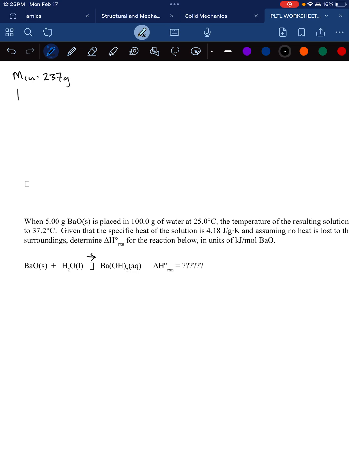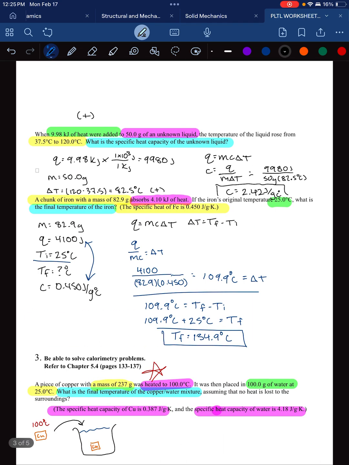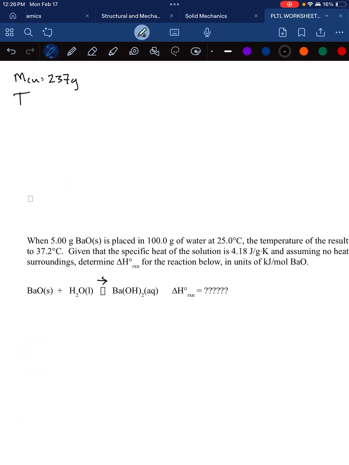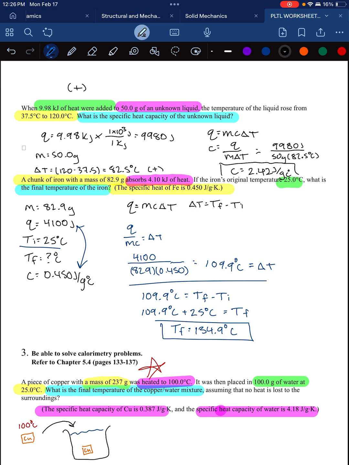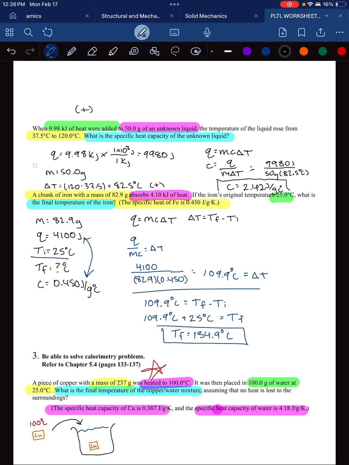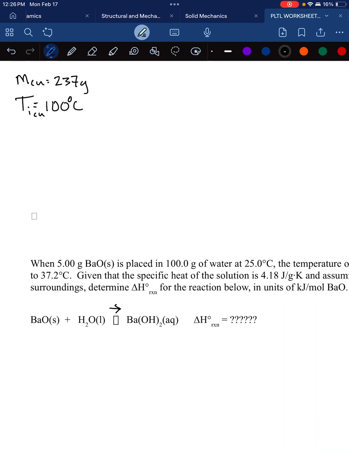So instead, let's write down here, it said the copper was heated to 100 degrees Celsius. So we're going to go ahead and call that T initial of the copper, right? It starts at 100 degrees Celsius. That's T initial copper. Okay. Sorry for the confusion with going to the diagram. I'll get back to that later. And now we have 100 grams of water. H2O, 100 grams.